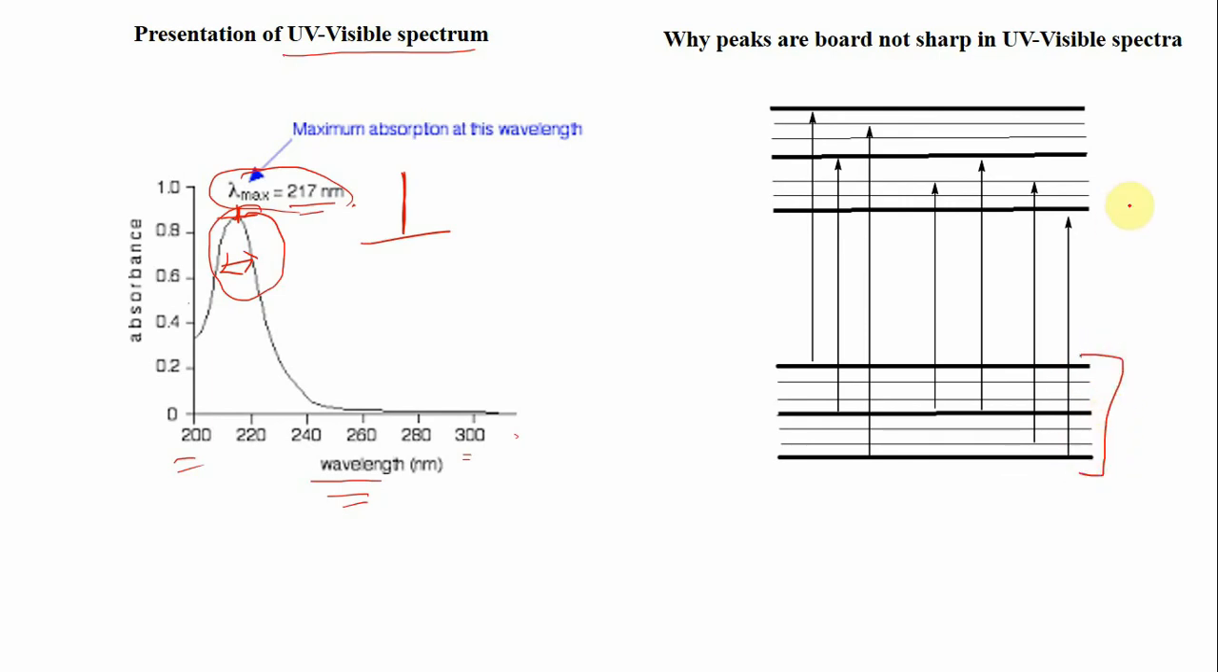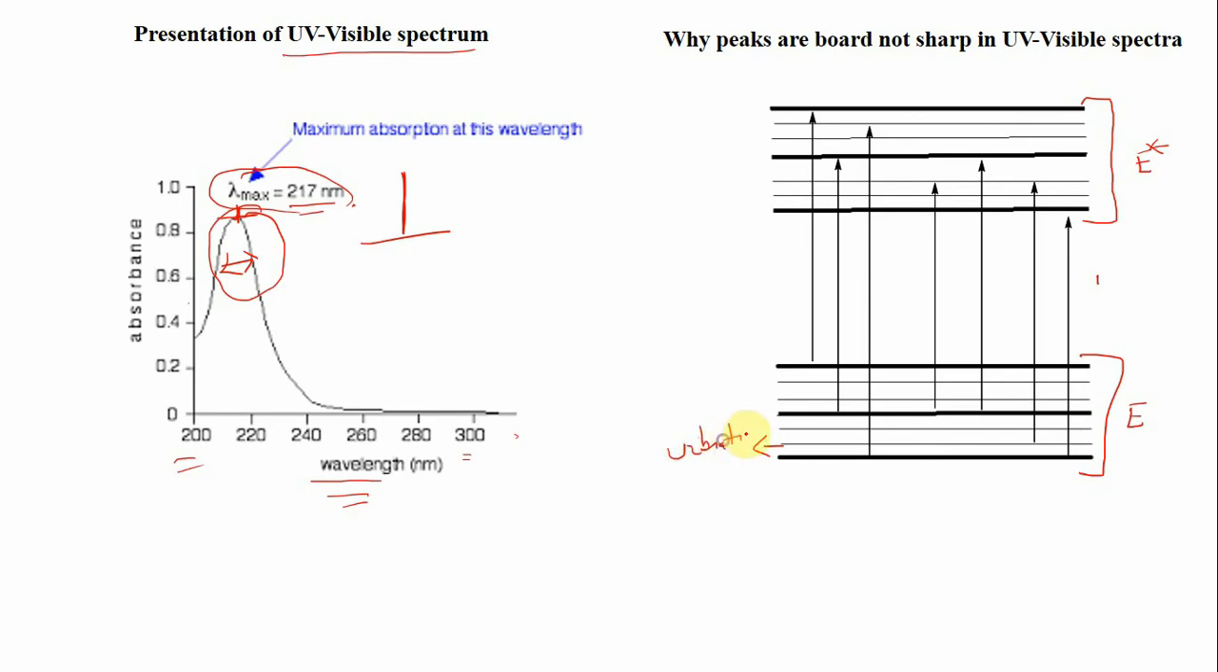That means electrons from the lower electronic energy level jump to the higher electronic energy level in the presence of UV visible radiations. Suppose these are the two electronic energy levels: this is the ground electronic energy level and this is the excited electronic energy level. The electron jumps from the ground electronic energy level to the higher electronic energy level. But since these two electronic energy levels have a large energy gap, each electronic energy level further consists of vibrational energy levels.